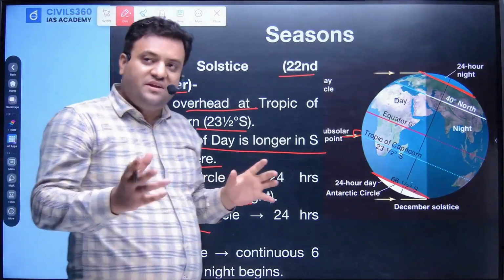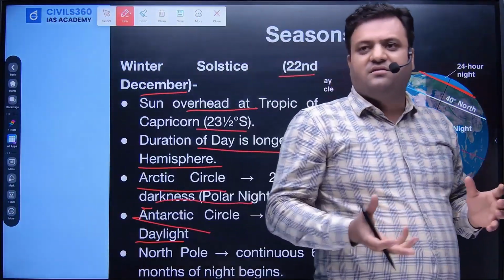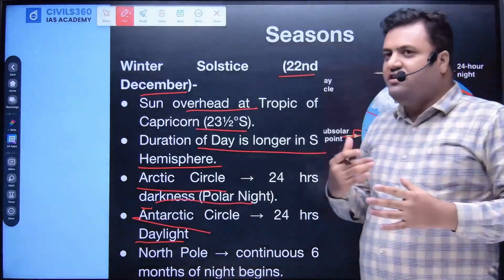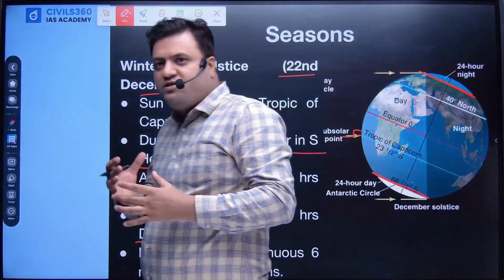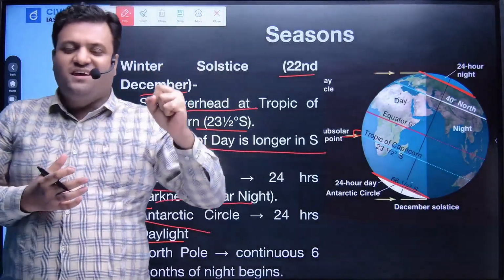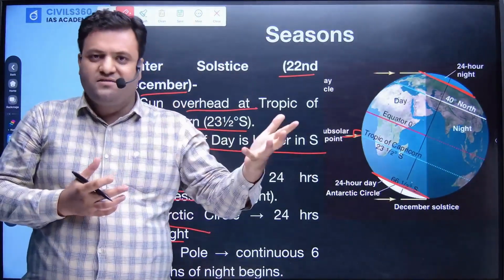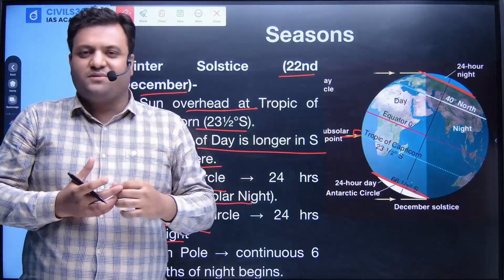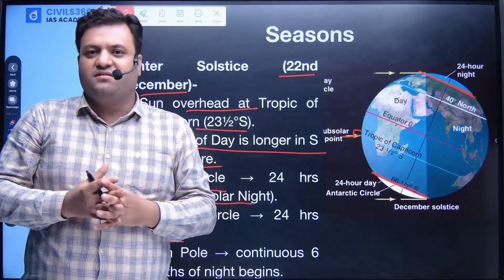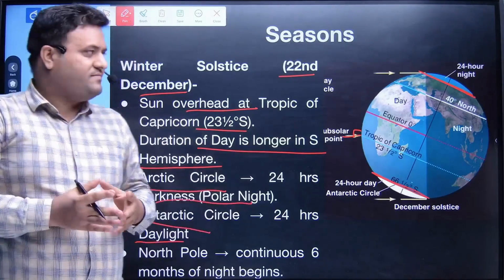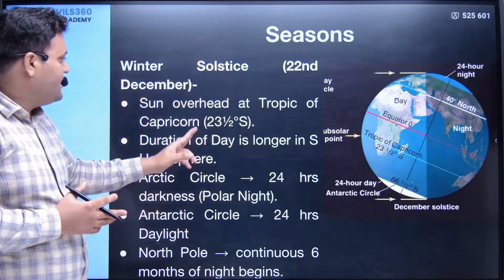So it's very dynamic. Geography is very dynamic. It keeps on changing. Sometimes the North Pole, which used to see the sun for 6 months, remains under night time for 6 months. Dynamism is there. It's not static. So this is the context of the winter solstice.